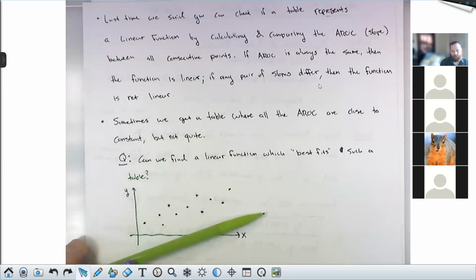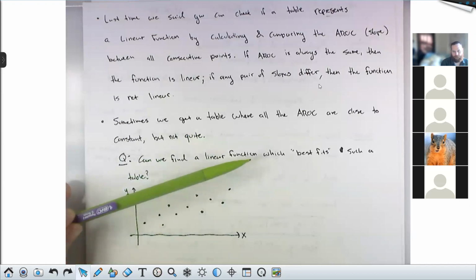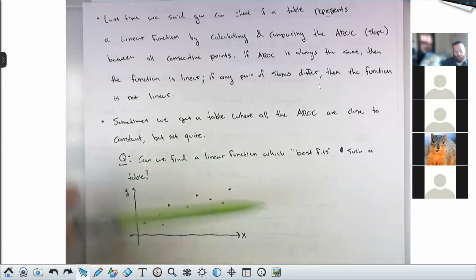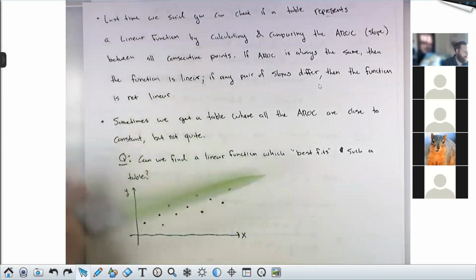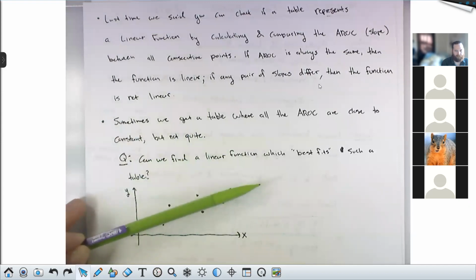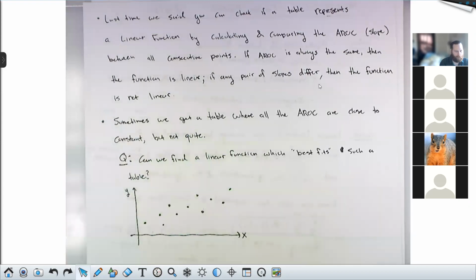This one does not fit that data. This one does not fit that data. This or this does not fit that data. But this does. Now, what I mean by best fit is not has as many points on it as possible. I actually don't care if this line has any of those points on it. What I mean is I want the vertical distance between all of those points and that line to be as small as possible for all the points at once.